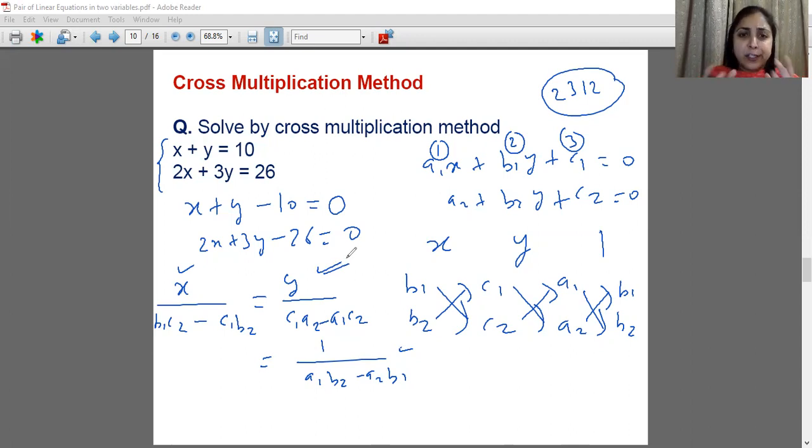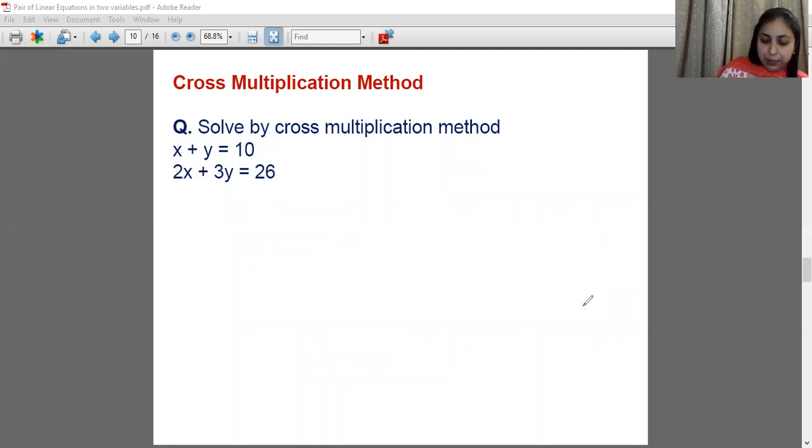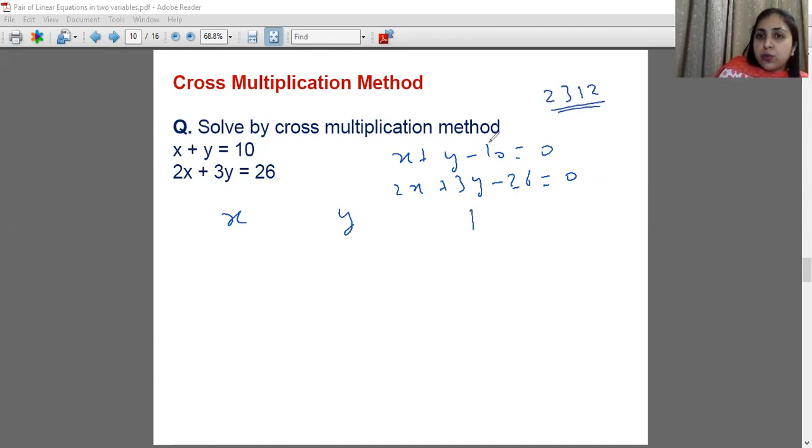Now let us explain this method with the help of an example. So let me remove all this and start from the beginning. My equations are x plus y minus 10 is 0, and 2x plus 3y minus 26 is 0. So I have x, y, and 1. The rule was 2, 3, 1, 2. So second column was 1, 3, then minus 10, minus 26, then 1, 2, then 1, 3 again. Now put the arrows in forward direction from left to right.